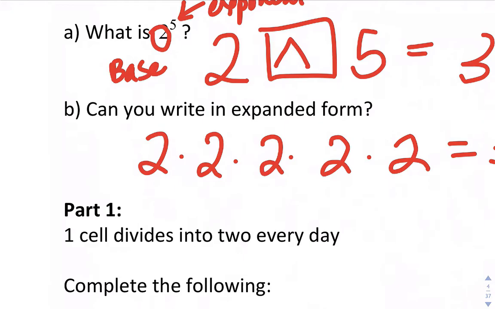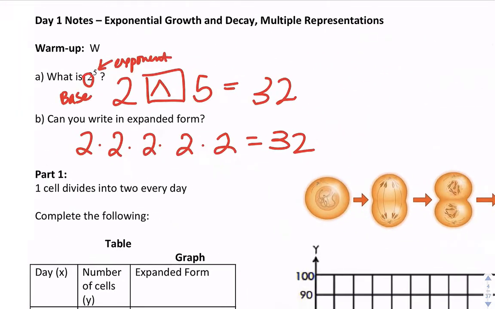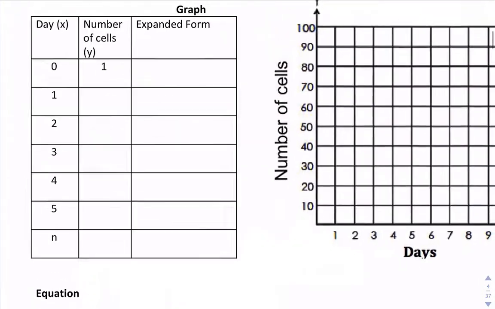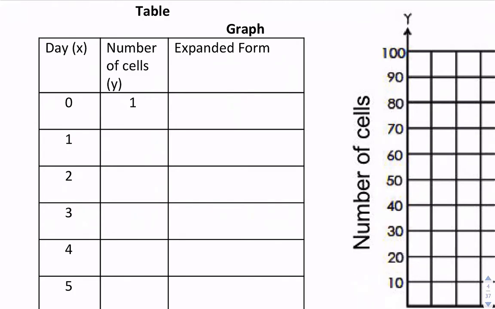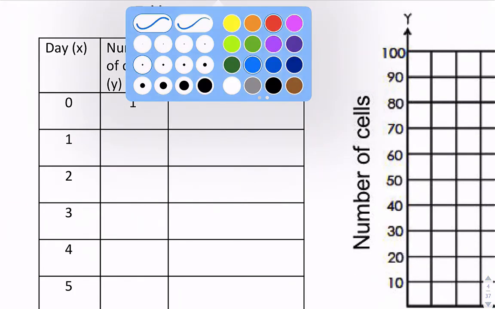All right, let's take a look at this in multiple representations. We're going to take a look at this one problem. One cell divides into 2 every day. And we are going to write a table for it, we're going to graph it, and we'll write the equation. So if we take a look at the first one, that day is 0. Again, we start with 1 cell. So in expanded form, if I write that out, that's just a 1.